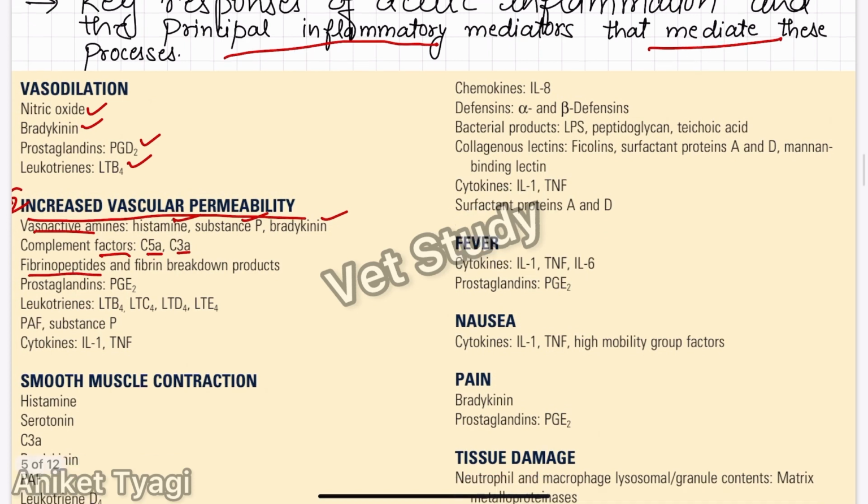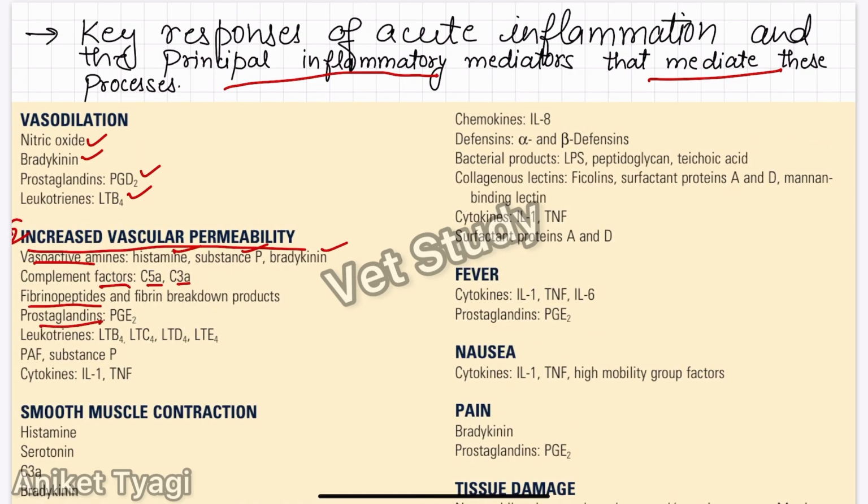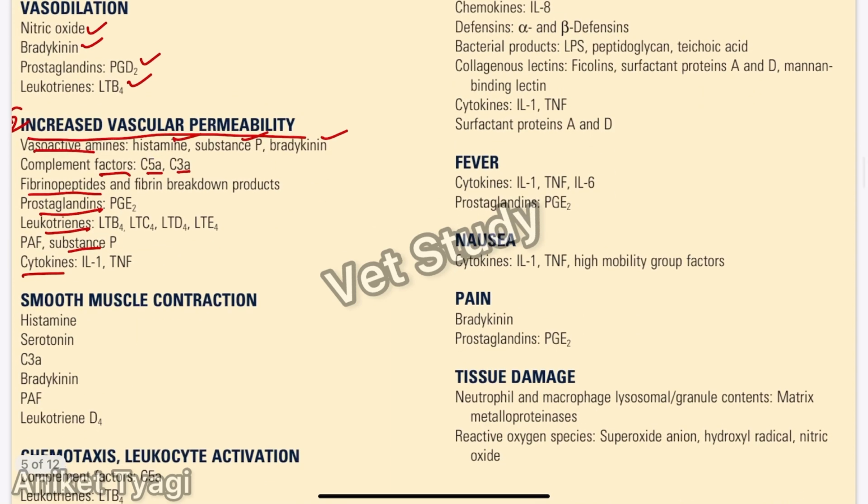fibrinopeptide. You should not remember all these substances from your exam point of view, but for knowledge you should remember these substances, okay? Because in pharmacology, without having knowledge of these substances you will not be able to understand the concept. Prostaglandin, leukotrienes and substance P, cytokines. So these are different chemicals which increase the vascular permeability.